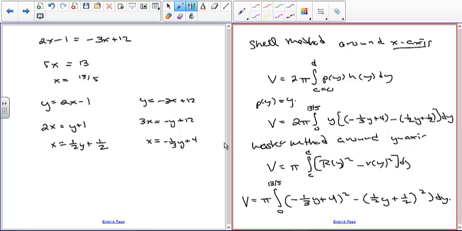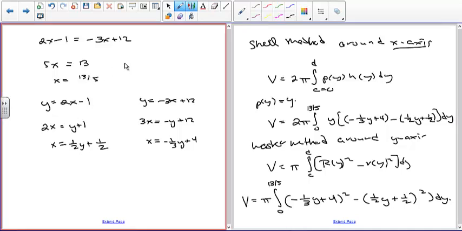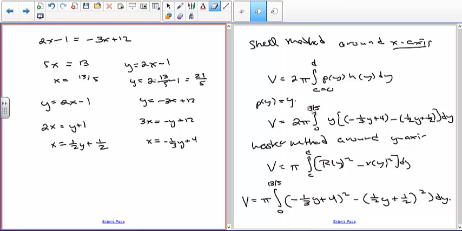Okay, so I solved for x. Actually, that's x, not y, so I did that wrong. We still got to solve for y. So let me find the y value. y equals 2x minus 1, so 2 times 13/5 minus 1, which is 26/5 minus 5/5, so that's 21/5. Okay, so I should change that. I'll fix that in a second here.